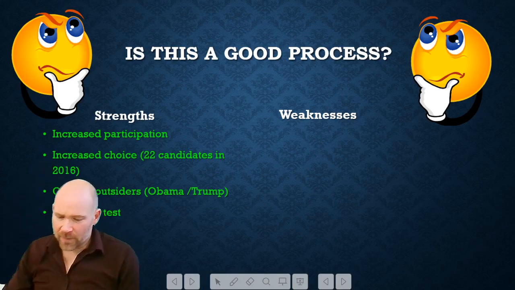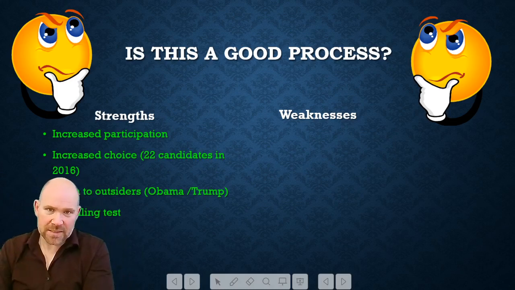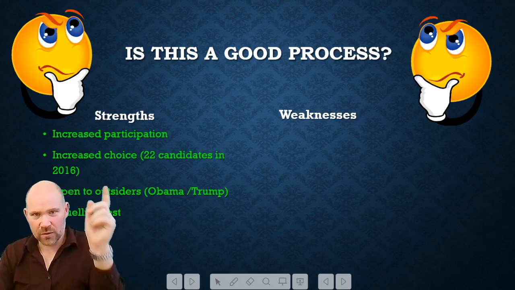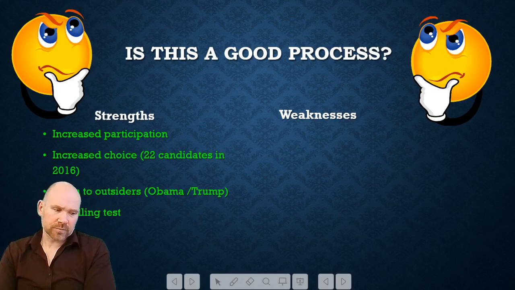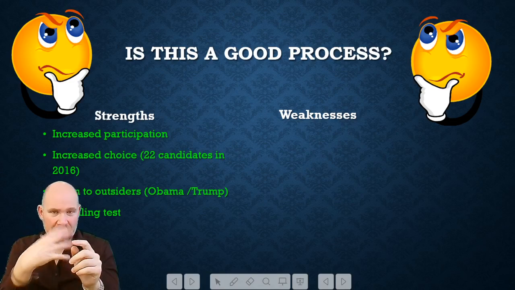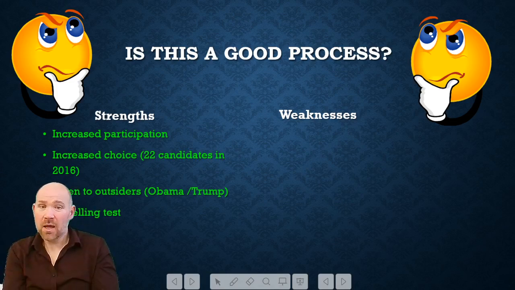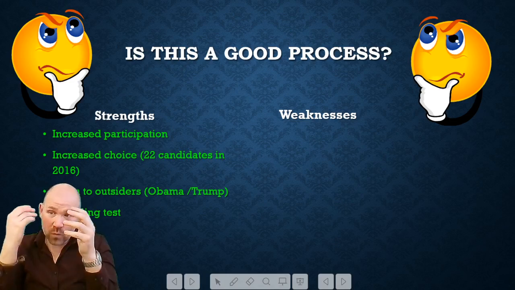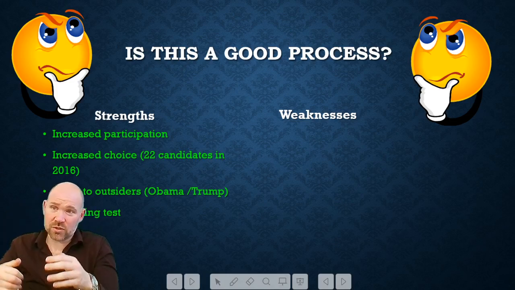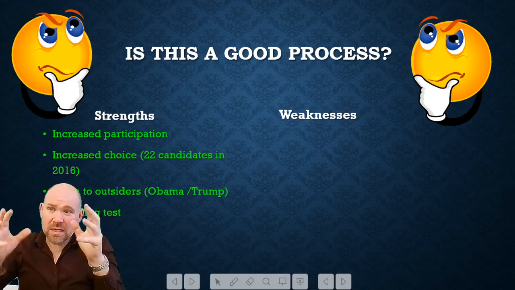The other important thing about primaries is it's a grueling test, and I've got a UK example for you here, but it will hopefully make sense to you. When you go through the primary process, you have to go through that invisible primary of campaigning and raising funds and so on. You then have to have a whole load of TV debates against your own side. You have to win those debates. You have to win that election. You have to really prove yourself.